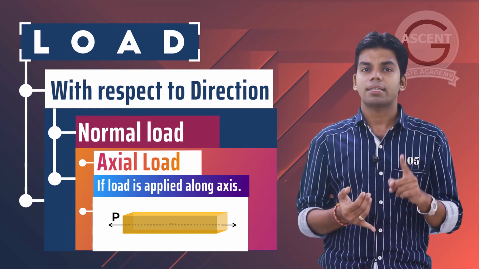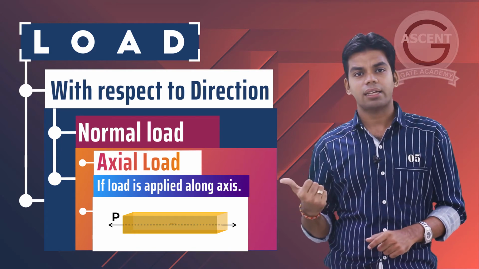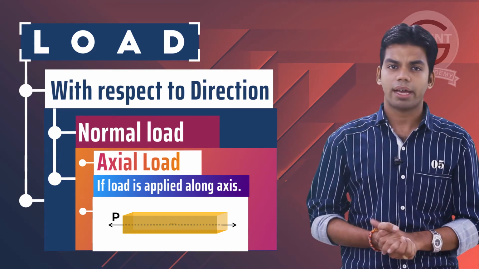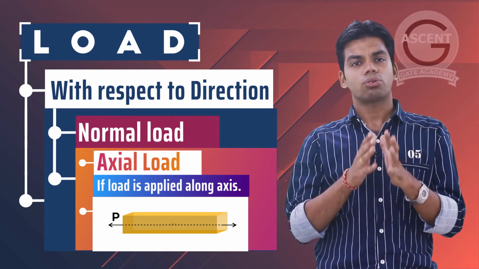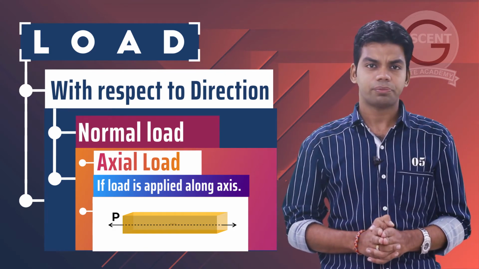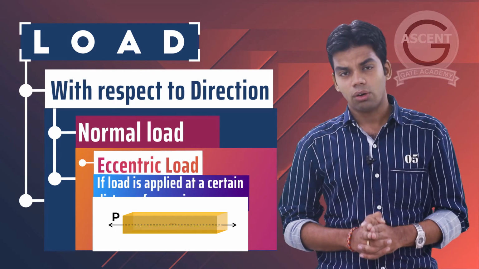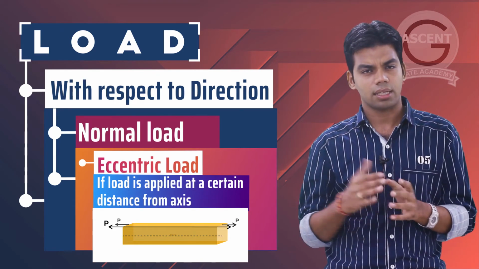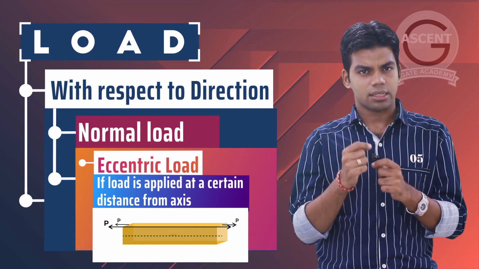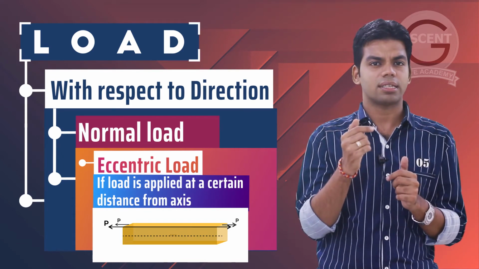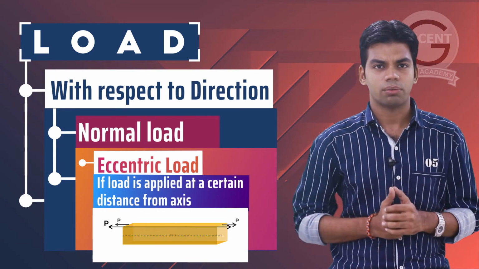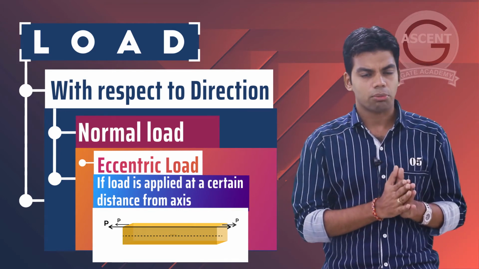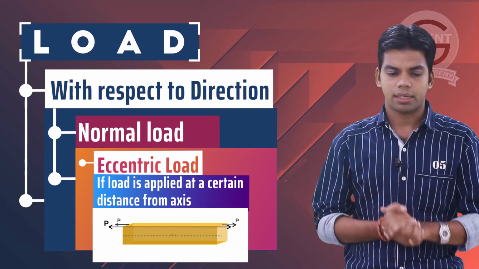Now it is an axial load. Why? Because it is acting along the axis. जहाँ हमारी axis मिल रही है, उसी axis के along act कर रहा है this particular load. So this is known as the axial load. And what about eccentric load? Eccentric load will act at a certain distance from the axis, as you can see here. Axis के कुछ distance में act करेगा eccentric load. Getting this or not? Okay, so this was the classification of normal load, which is axial load and eccentric load.